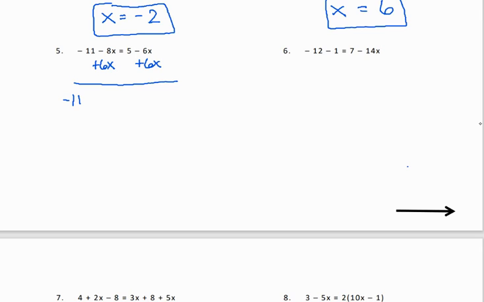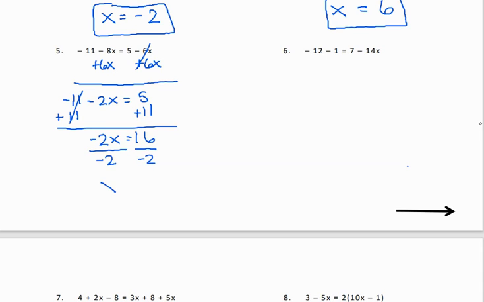Negative 8 plus 6 gives me negative 2x. On the right, we have 5, and those 6x's cancel. Next, I have my x on my left-hand side, so I need to get rid of the numbers. I'm going to add 11. The 11s will cancel. I'm left with negative 2x equals 16. And now I divide by negative 2, and we get x equals negative 8.